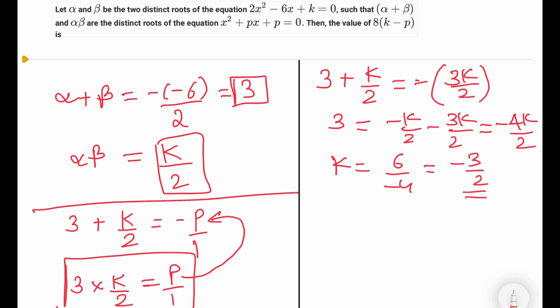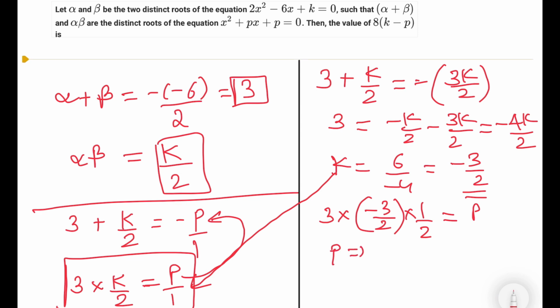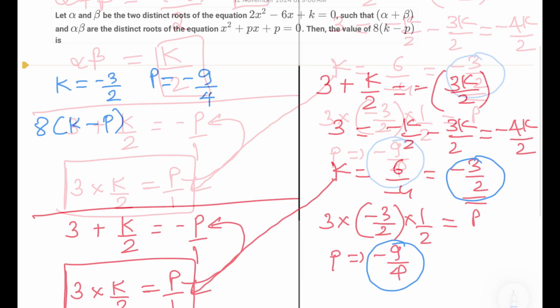The same value of k now you can put in the second equation again. You'll get the value of p. So 3 into k, which is minus 3 by 2, divided by 2, so 1 by 2 again should be equal to p. And thereby we get the value of p as minus 9 by 4. K we have found as minus 3 by 2 and p we have found as minus 9 by 4. We just plug in the values in the given expression to get our answer. And that's our last step.